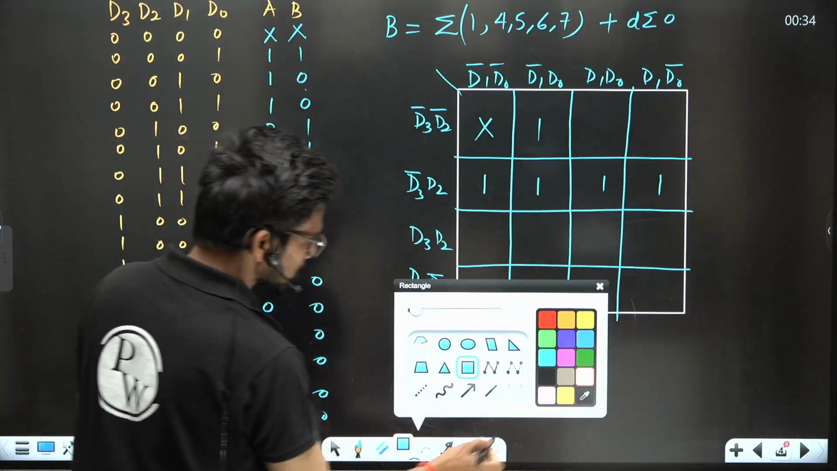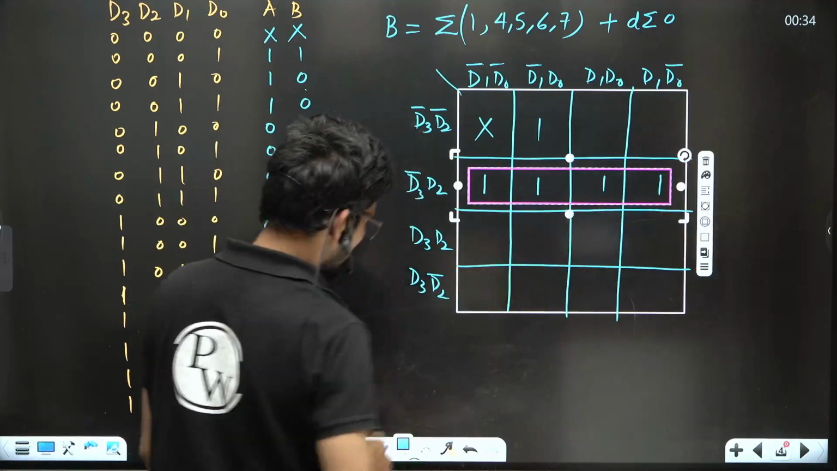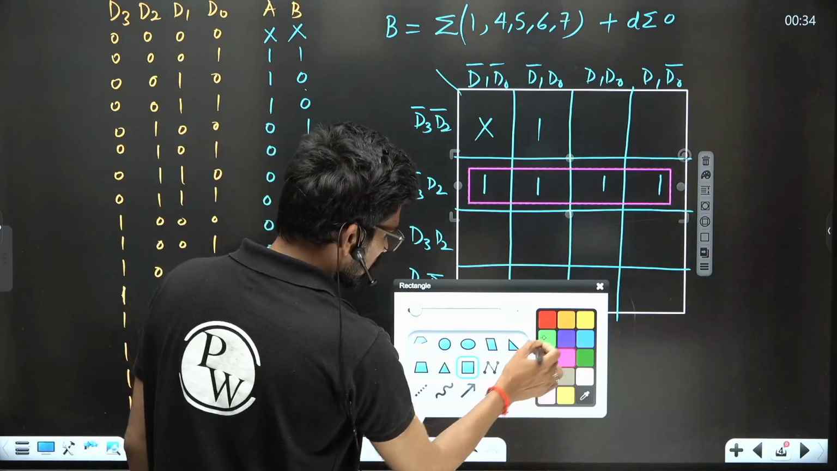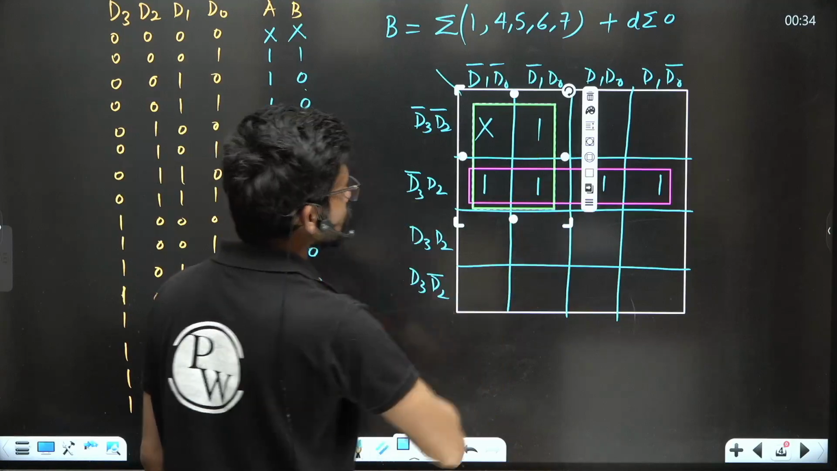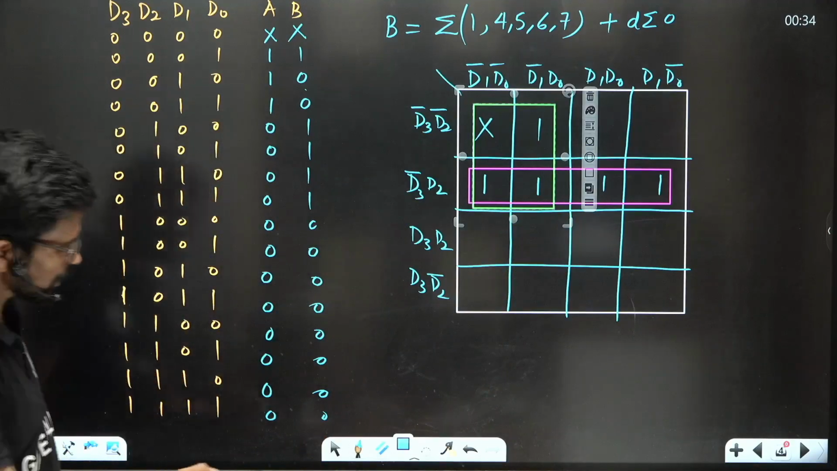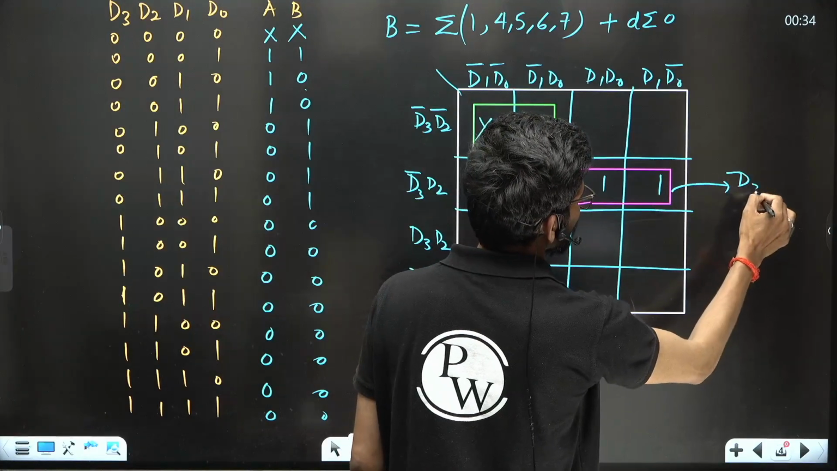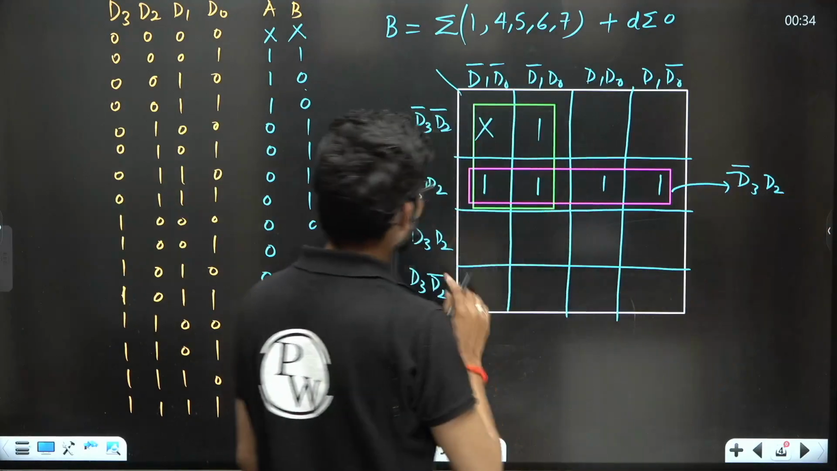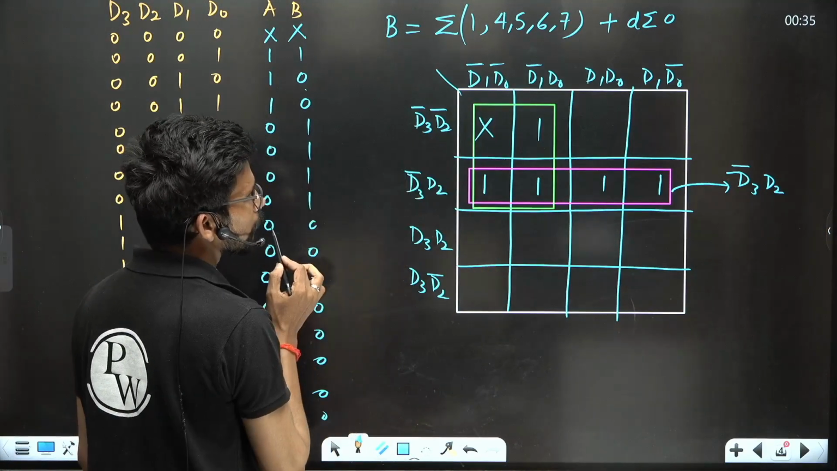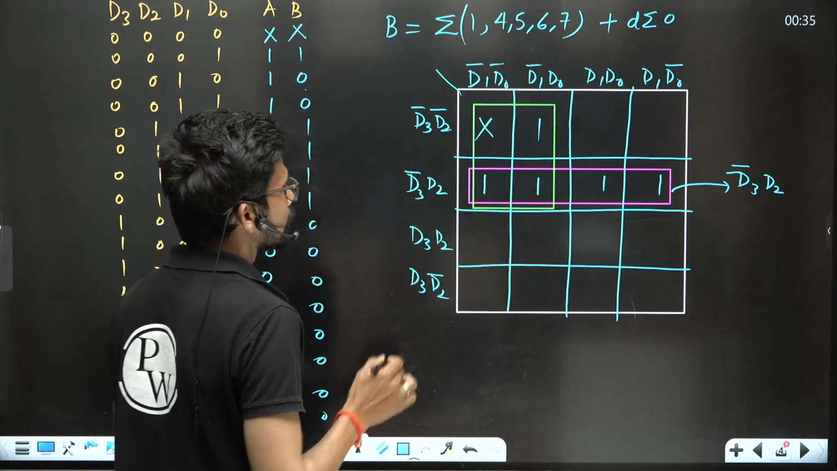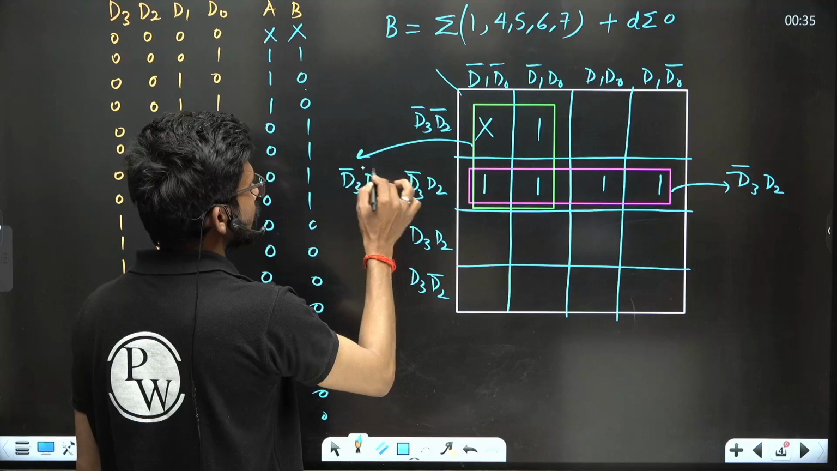So let us form the best possible combination. Here you will be able to form one quad, and corresponding to this one you can form a quad here by using don't care. So there are two quads. The value of this quad will be what? D3 bar, D2. And corresponding to this quad, what will be the value? From here D3 bar will be retained, and from here D1 bar will be retained. So the value of this quad is D3 bar and D1 bar.